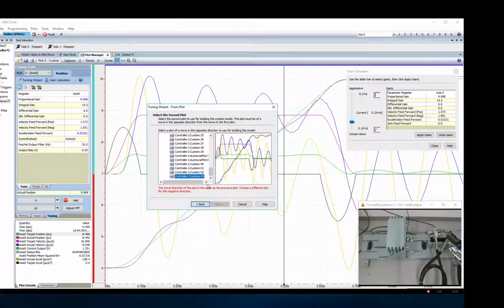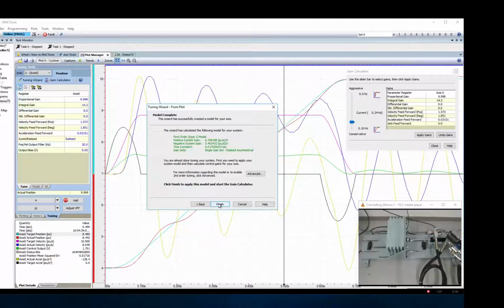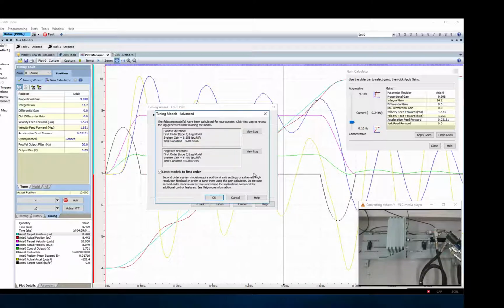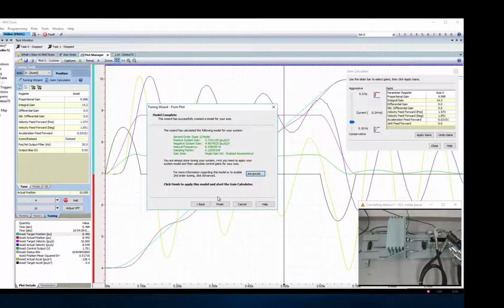And this is the one for the negative direction. And it calculates out the same parameters that we had before. But now I'm going to go into the advanced tuning mode and remove the limit to first order tuning. So now it does second order tuning. Now it calculates out different system gains and a natural frequency of about 6.4 hertz, a damping factor of 0.1, or here 0.15. So now this should tune up much more, well, be much smoother.